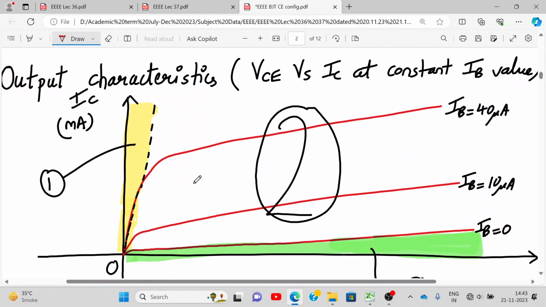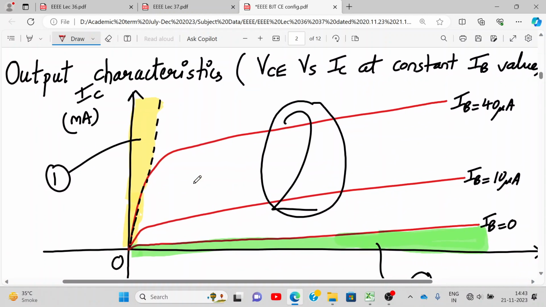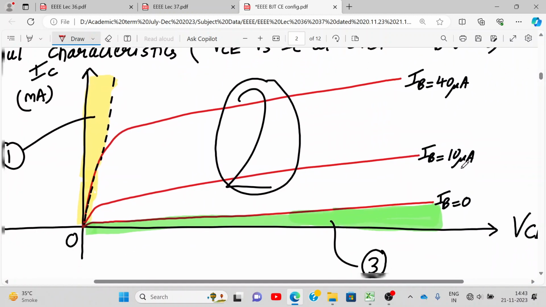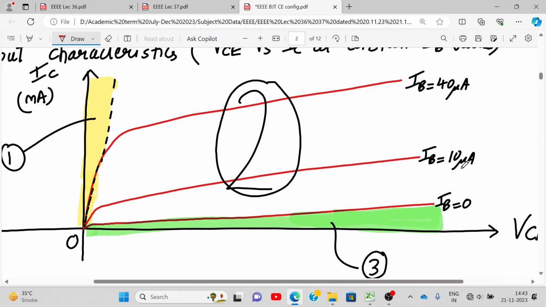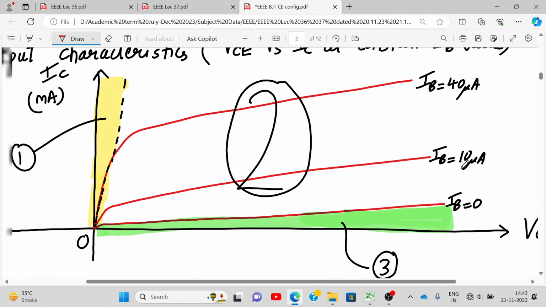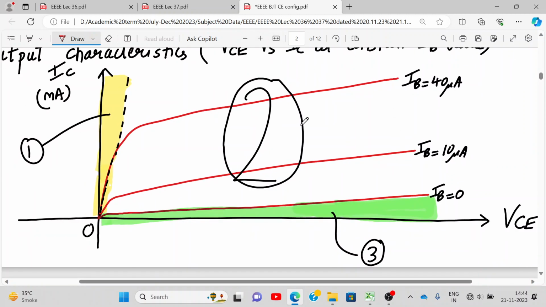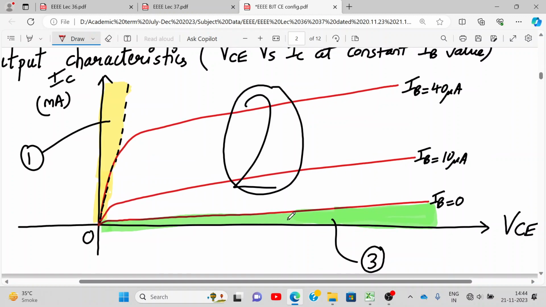Yeah. Next is this. Output characteristics is VC versus IC at a constant IB value. And this was the graph, right? Now, in this graph, we have three regions. Can you see the green color region? That is the cutoff region. This yellow color region is my saturation region. The entire red one is my active region.